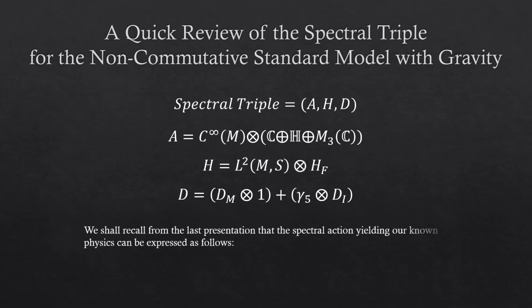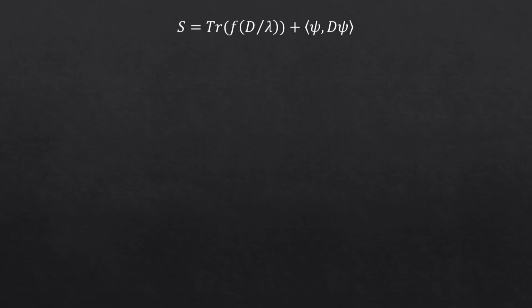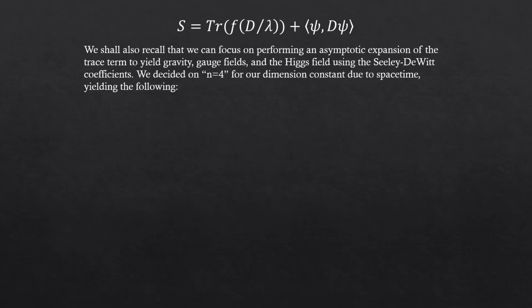We shall recall from the last presentation that the spectral action yielding our known physics can be expressed by the following. It will be this trace function that we are interested in. We will recall from the prior video that we focused on performing an asymptotic expansion of the trace term to yield gravity, gauge fields, and the Higgs field using the Seeley-DeWitt coefficients. In that video, we decided on n equals 4 because we were working with a 4-dimensional spacetime, and this yields the following asymptotic expansion in terms of the Seeley-DeWitt coefficients.